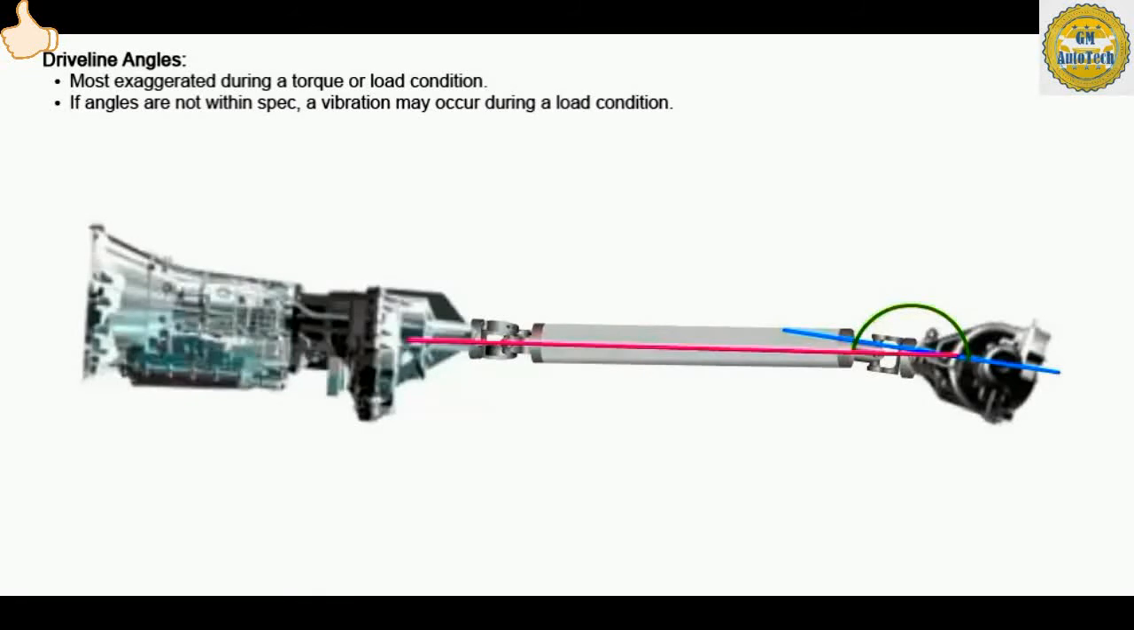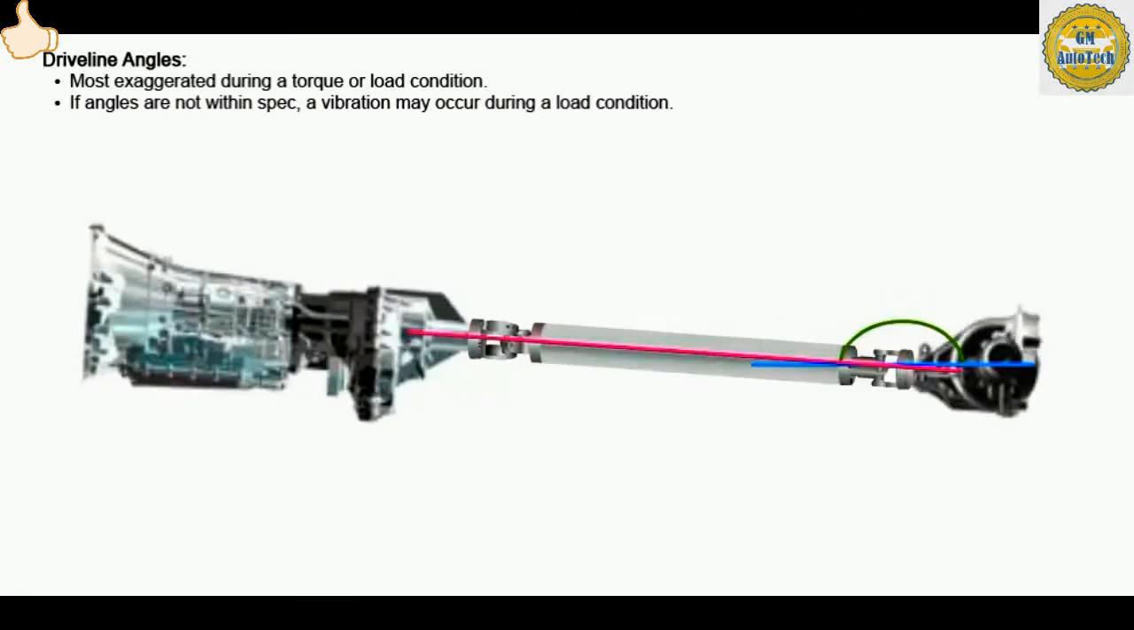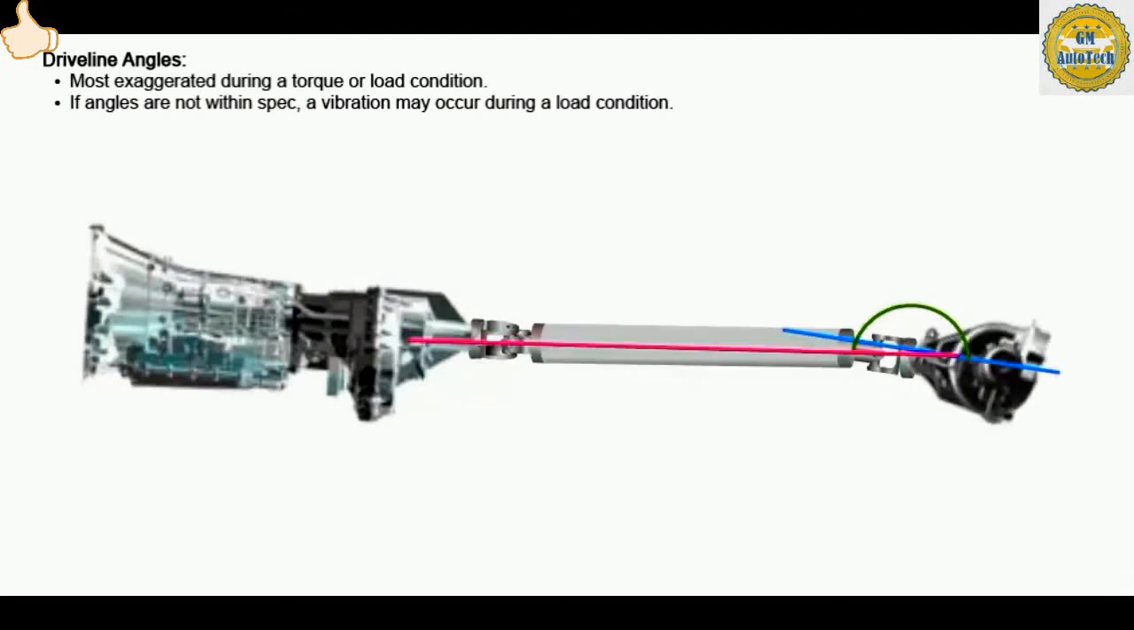The angles are most exaggerated during a torque or load condition. When under load, the rear axle flexes or moves, changing the angle between itself and the drive shaft. When the working driveline angle is within specification, this amount of movement doesn't affect the operation of the vehicle. However, if the angles are not within specification, this movement causes a vibration as the drive shaft rotates. You can feel the vibration in the seat and the floor.